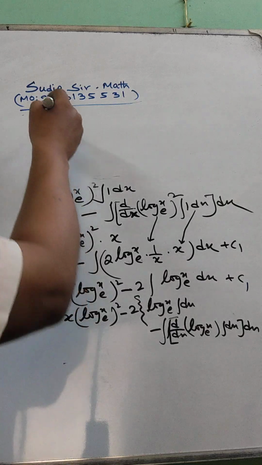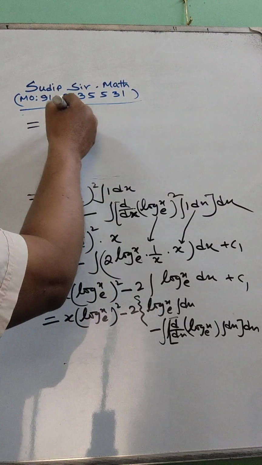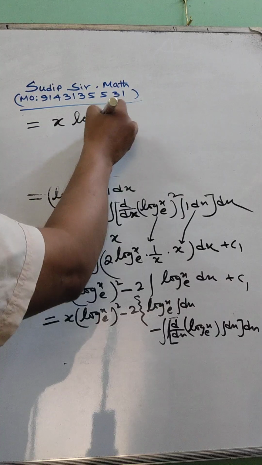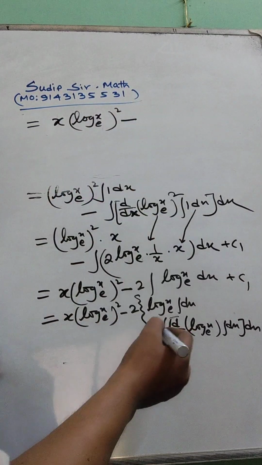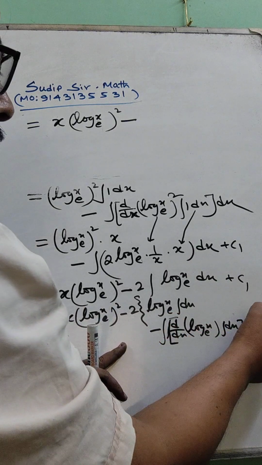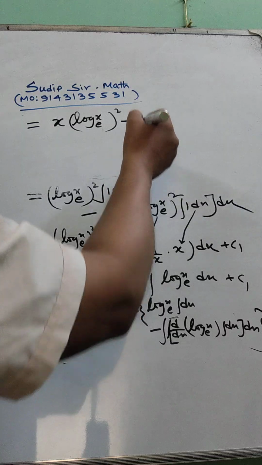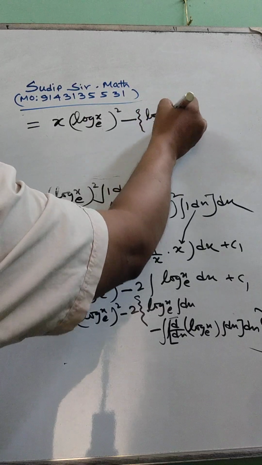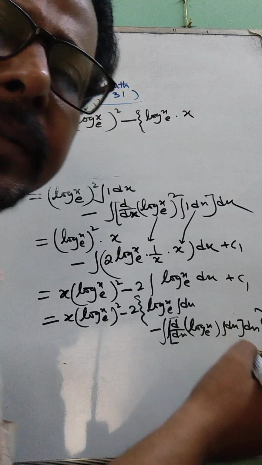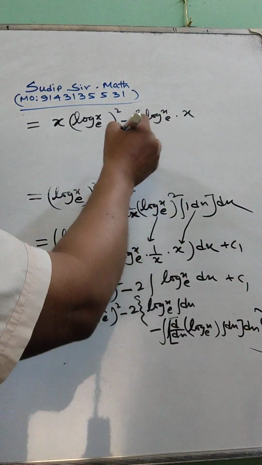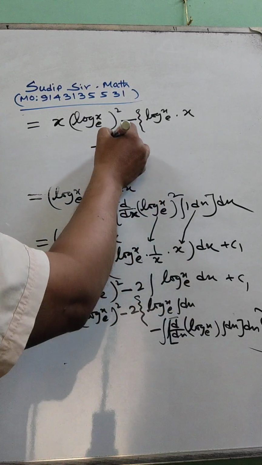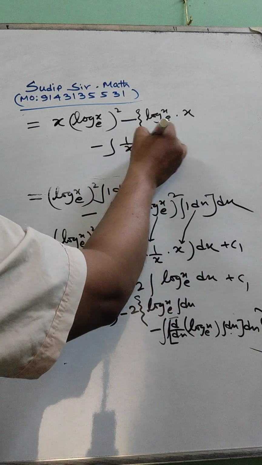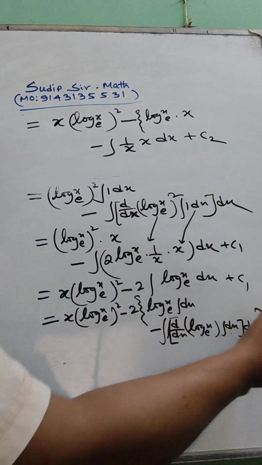So the next part is like this. x (log x base c)² minus this part: log x base c into x, since integration dx means x only, minus this portion, d/dx of log x means 1 by x, and integration of dx is x, whole dx, plus c2. The constant changes from c1 to c2.